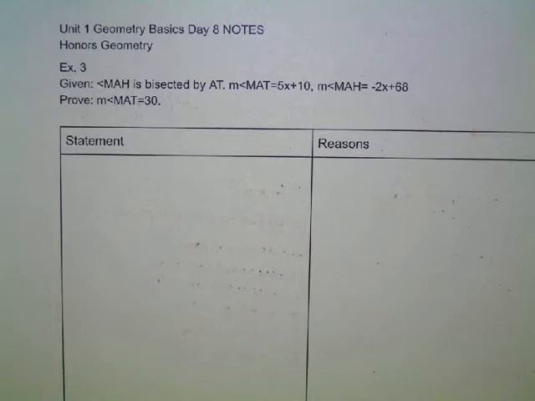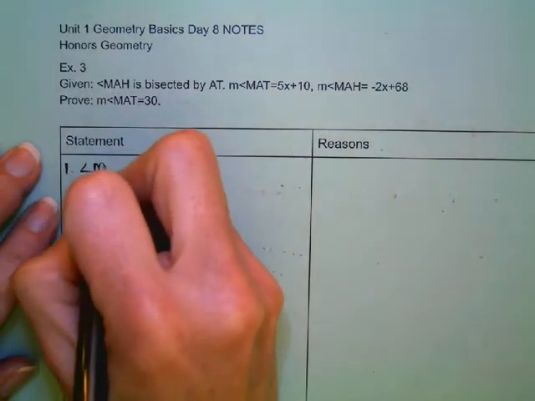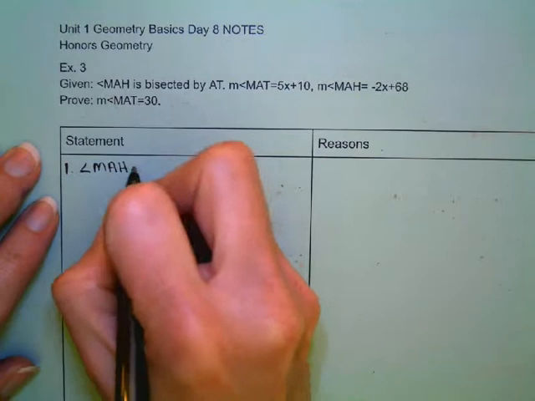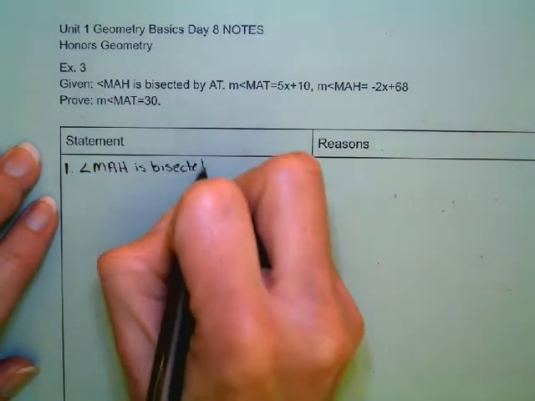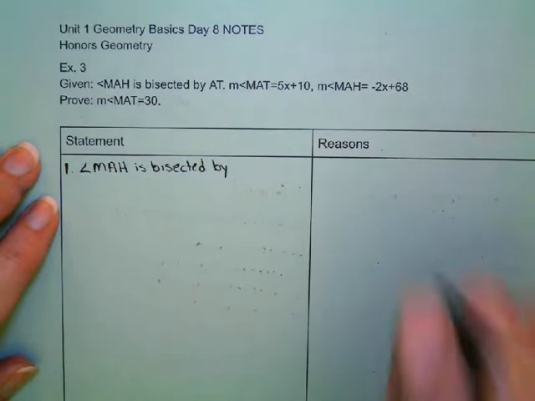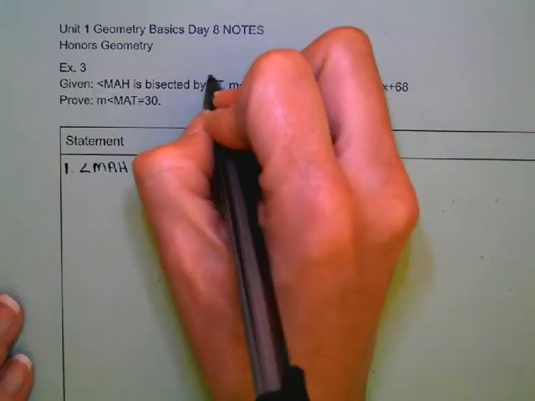We are looking at the second page of this proofs with segment and angle relationships. Again, we're going to start off with our given. And that was a typo there. Above that AT, it just says AT. We're going to draw in the symbol for ray AT.